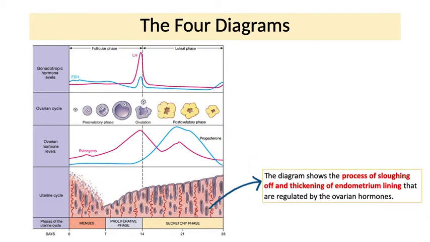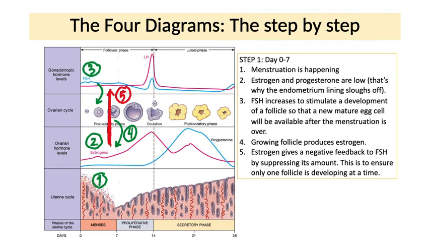And the last one, the fourth diagram, shows the process of sloughing off and thickening of the endometrium lining during the cycle. And these two processes are regulated by the ovarian hormones, which are the estrogen and progesterone. I hope now you know the meaning of each diagram in this picture. Now let's learn the processes that happen within these four diagrams during the menstrual cycle.